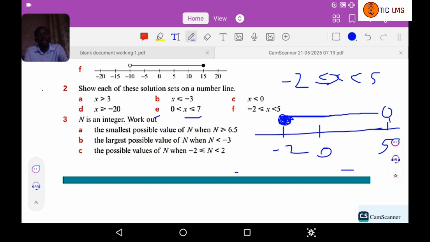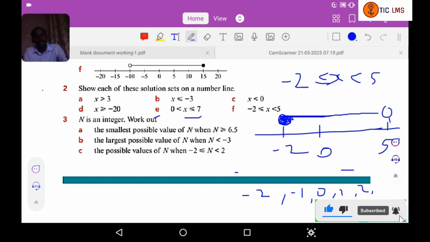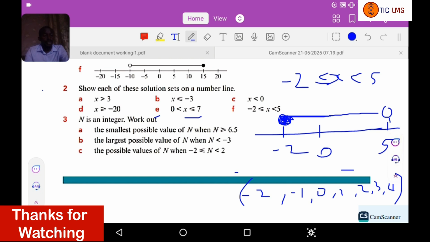If you ask what those values are, the values include -2, starting from -2, -1, 0, 1, 2, 3, and 4. Make sure you do not include 5. Why? Because 5, we do not shade 5, so 5 is not included in the answer.